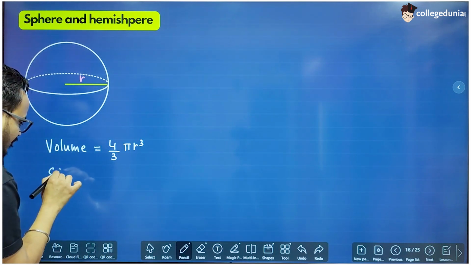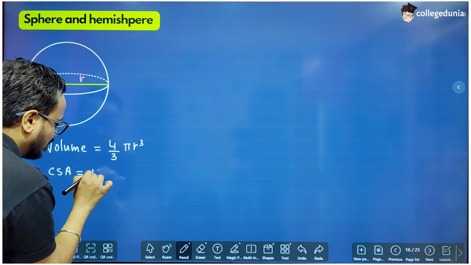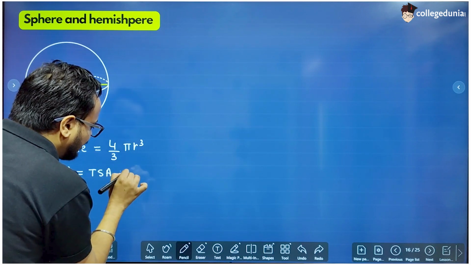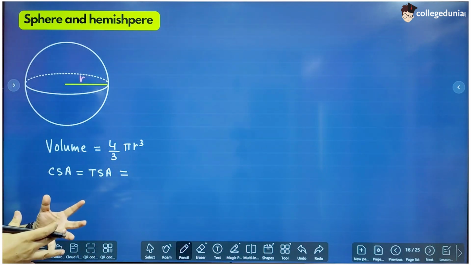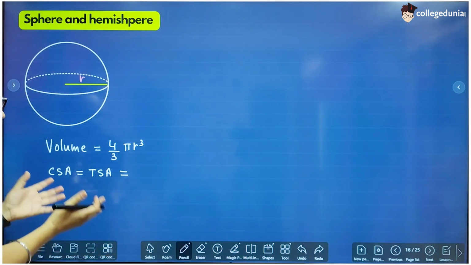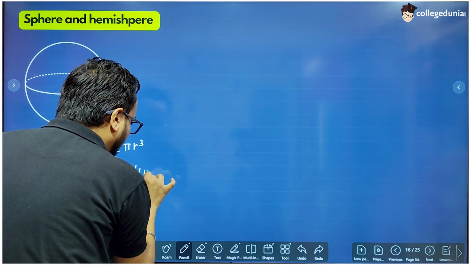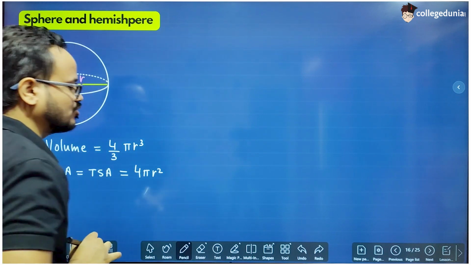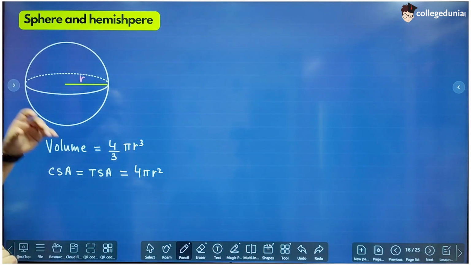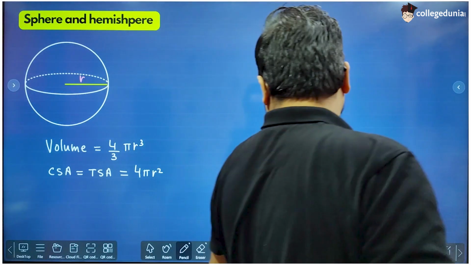And curved surface area, which is also equal to the total surface area, because there is no flat part in the sphere, all the part is curved. So curved surface area is also the total surface area, which is 4 pi r square.